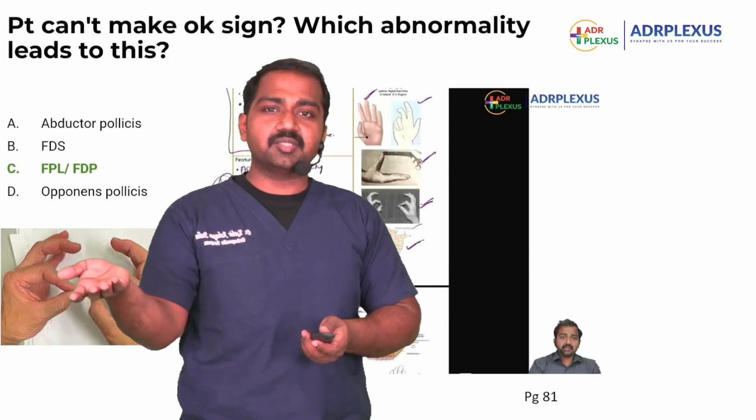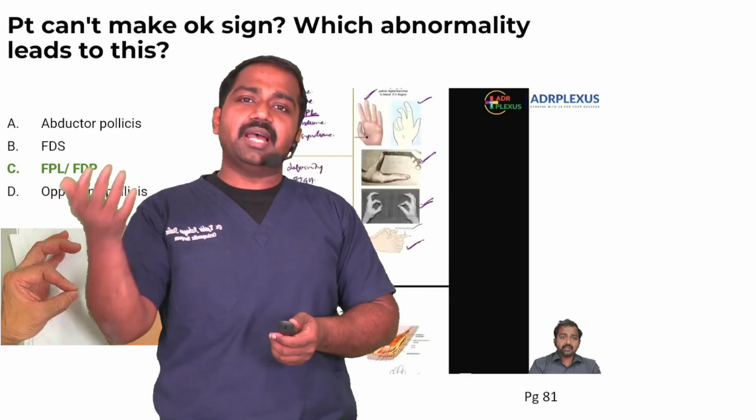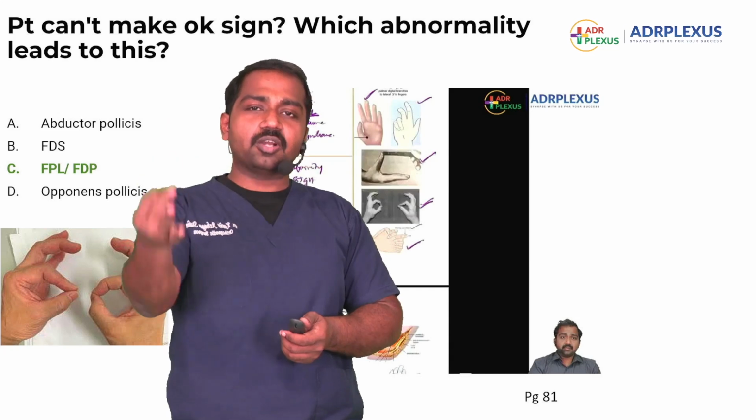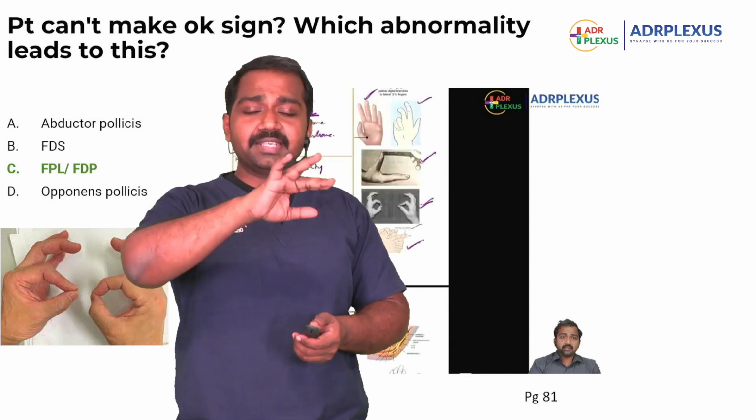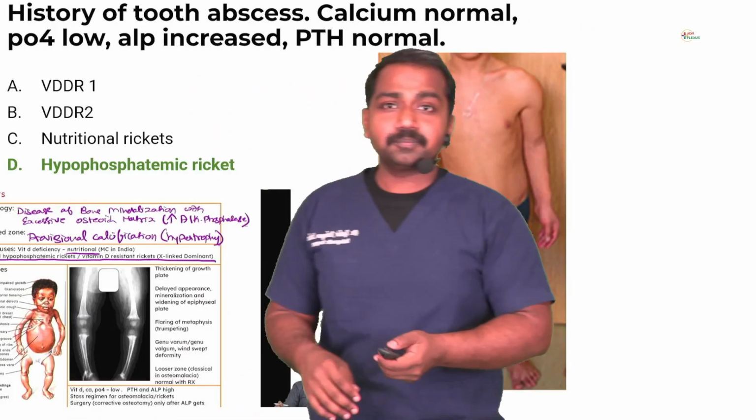So this is assessing the anterior interosseous nerve, so the answer should either be flexor pollicis longus or flexor digitorum profundus. If both of these words were not there, in that case the question itself is wrong, so don't worry.